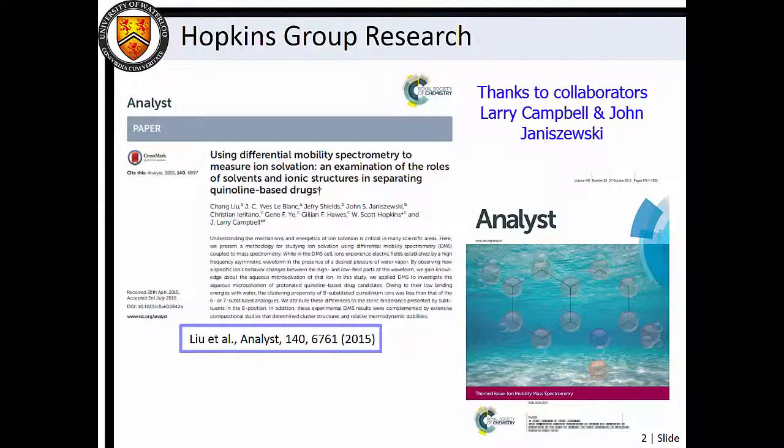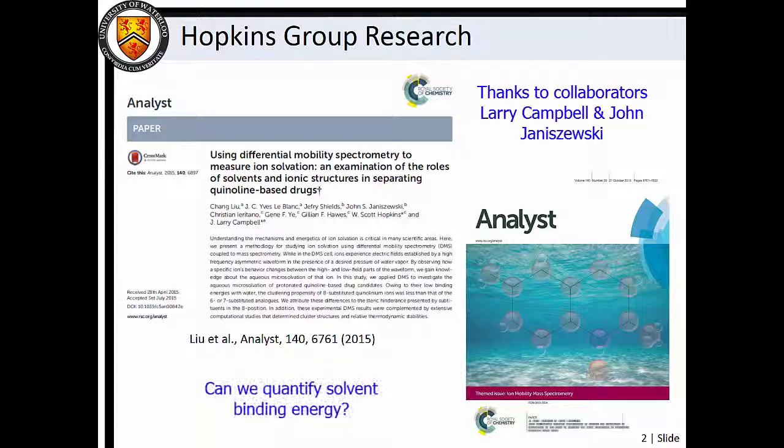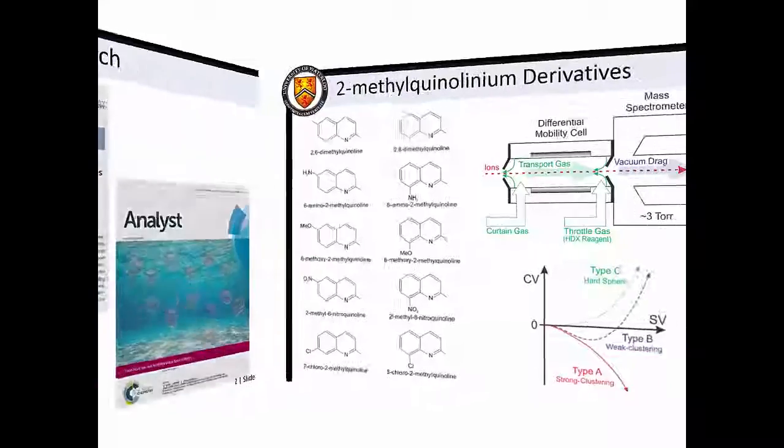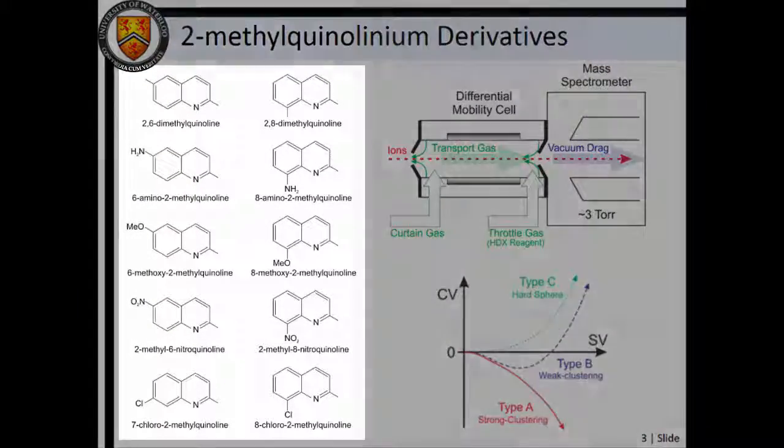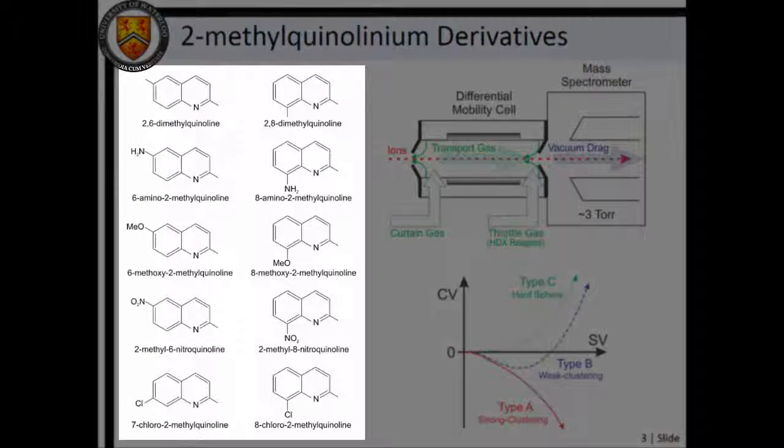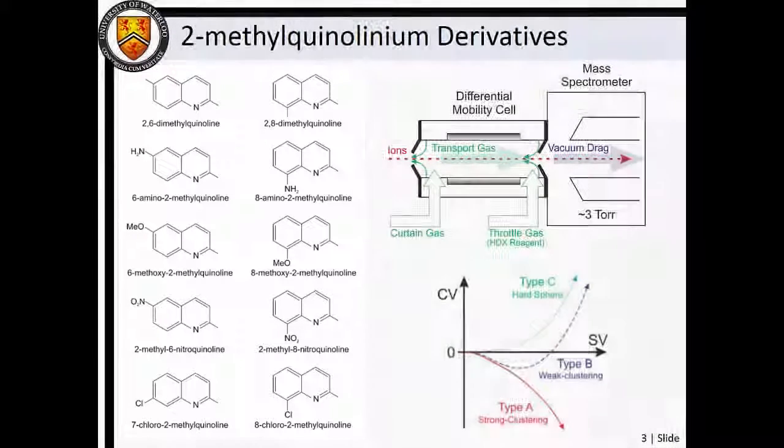Our mission in this study was to explore the use of DMS as a means of separating isomeric forms of quinoline-based drugs and to investigate the effects of ion-solvent interactions on DMS ion trajectories. 5 pairs of isomeric quinoline-based drug candidates were chosen for a combined experimental and computational study.